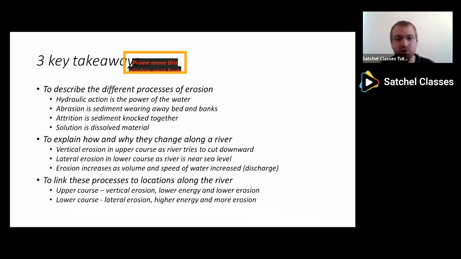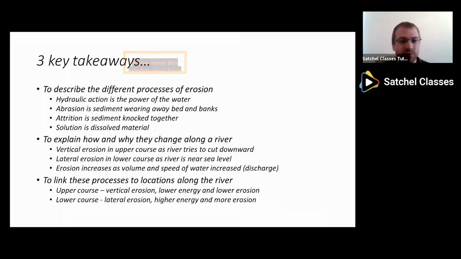So as you go to a much wider and deeper river nearer sea level, or the lower course of the river, you're going to find lateral erosion taking place because it no longer needs to cut down to sea level. It's very near to that point, so all of that energy is transferred laterally instead of vertically. And finally, we want to link processes to different locations along a river. Ultimately, the upper course, we're going to find vertical erosion for sure, because it's trying to cut downwards, but it's going to be low energy forms of erosion and a much lower rate of erosion.